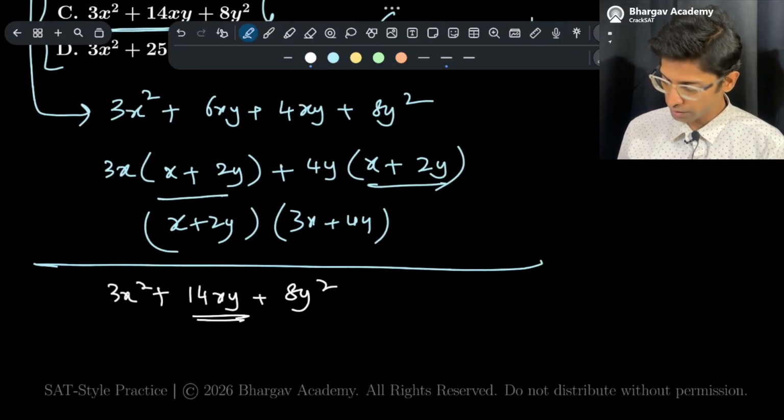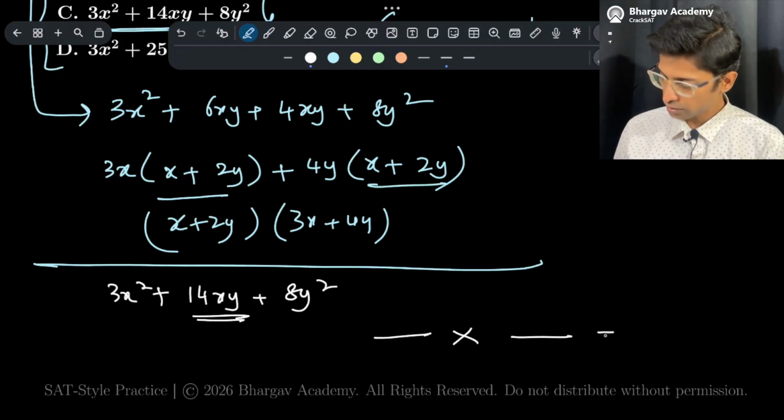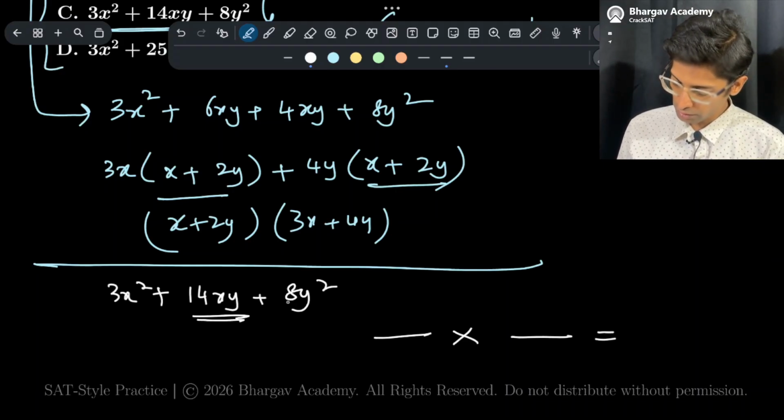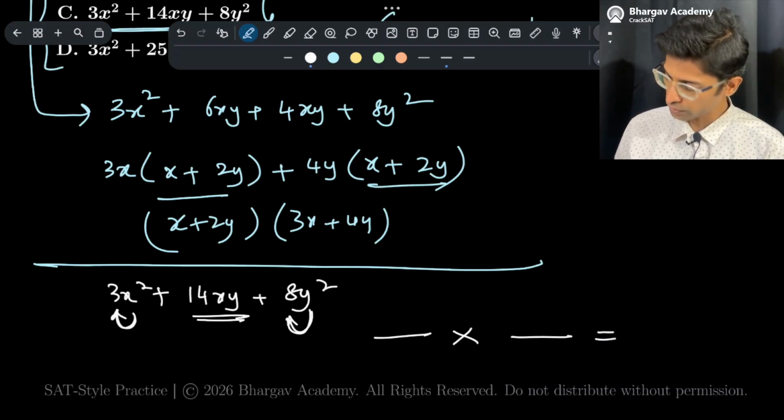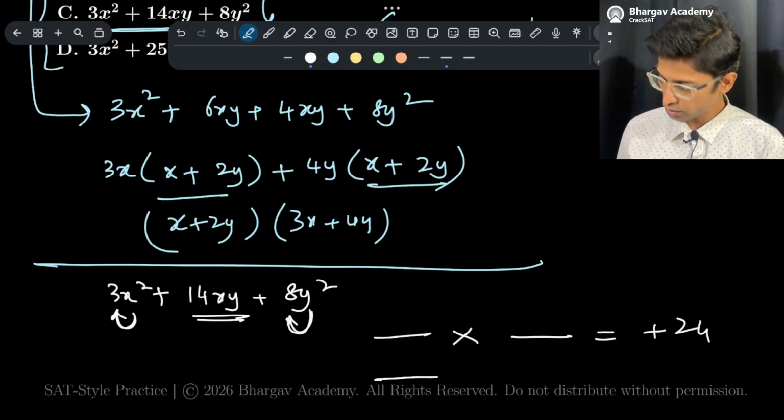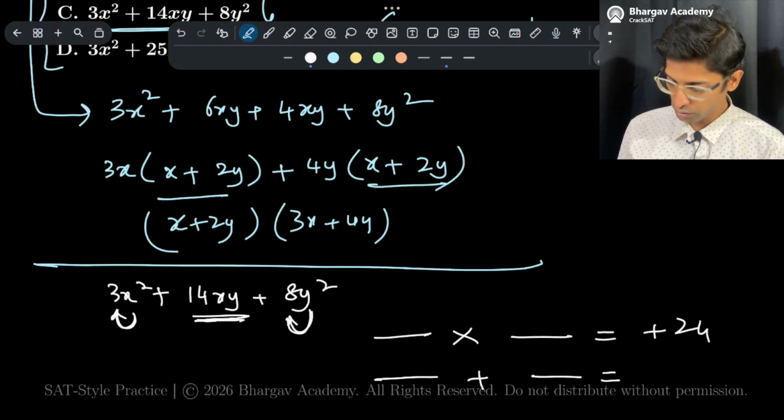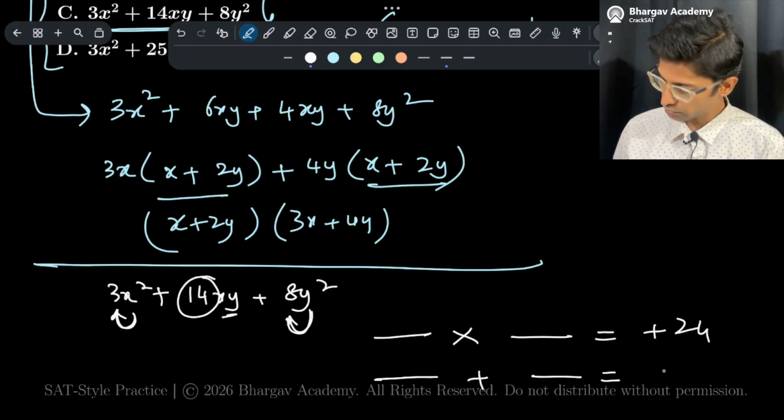Again I have to split the middle term. So what is the way? I should multiply two numbers, and the two numbers should be such that their product is the coefficient of y square and x square, 24, and then I should add up two numbers which should give me the coefficient of xy, which is 14.